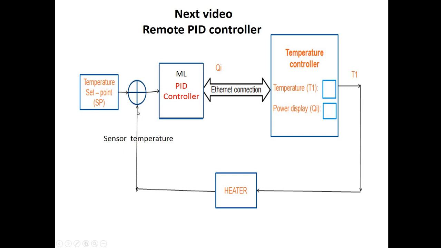SP minus the sensor temperature is nothing but the error. The process variable is the error. SP minus PV is the error.